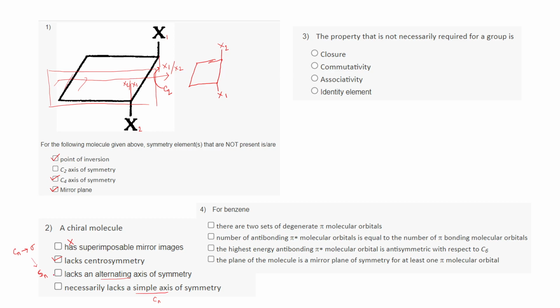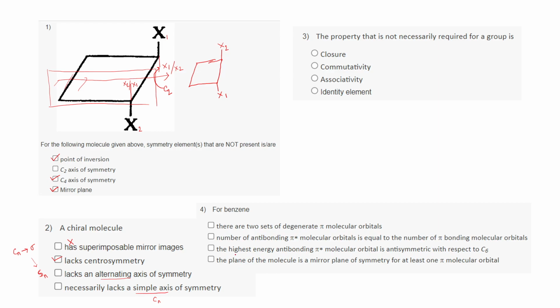So what do you think? Does it have an alternating axis of symmetry, or not? Any chiral molecule. Yeah, it may be there. It may be there. What do you think about a simple axis of symmetry? Yes, it will lack a simple axis of symmetry.